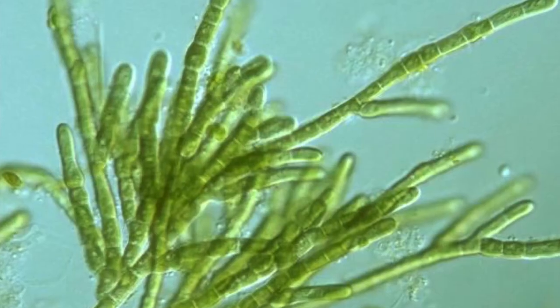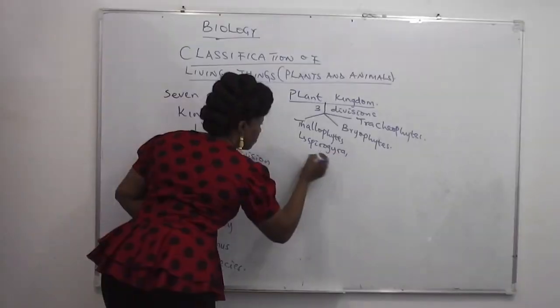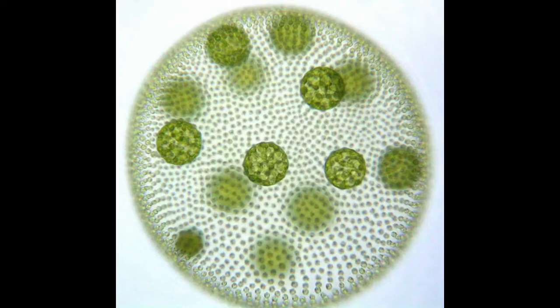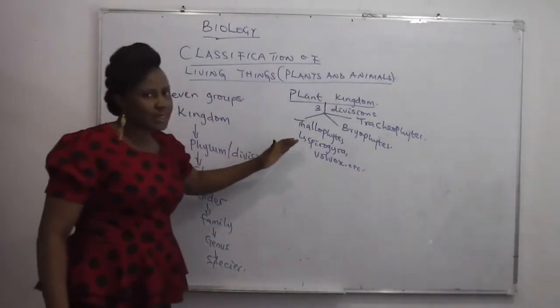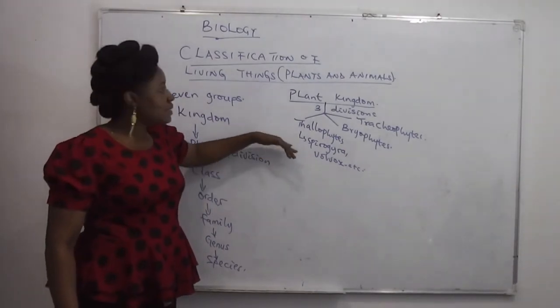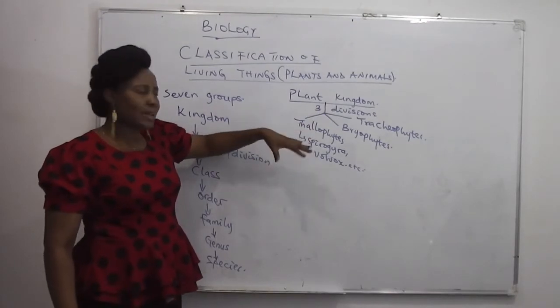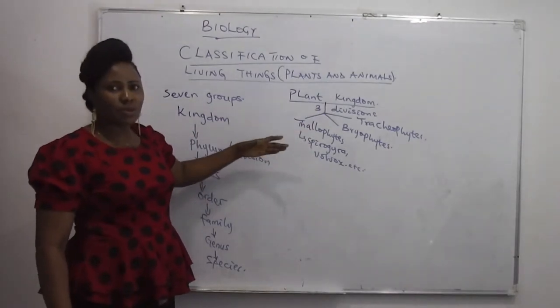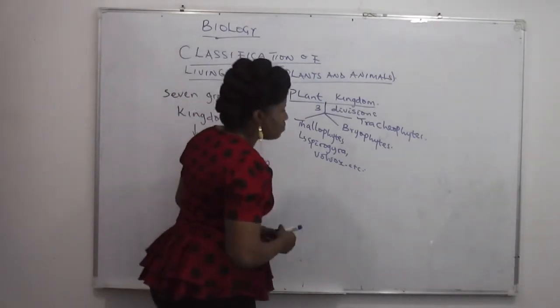the Spirogyra, Volvox, etc. There are so many under these Thallophytes. These organisms do not have true roots, stems, and leaves. But the only thing that makes them plants is that they can manufacture their food through sunlight, because they have the pigment called chloroplast.